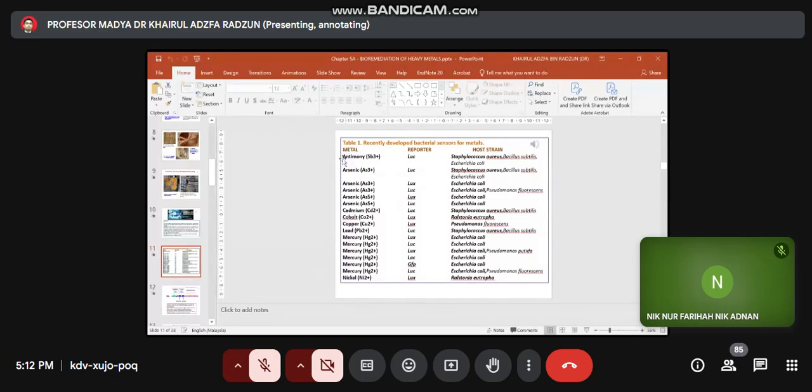If you want to detect antimony, or Sb3+, the reporter gene is LUC, luciferase, and the host strain we can genetically modify is Staphylococcus aureus, Bacillus subtilis, and E. coli to get this done. We also have the LUX gene, as I did mention to you earlier. We also have GFP, green fluorescent protein, and the LAC gene. I think the most used gene is actually the LAC gene.